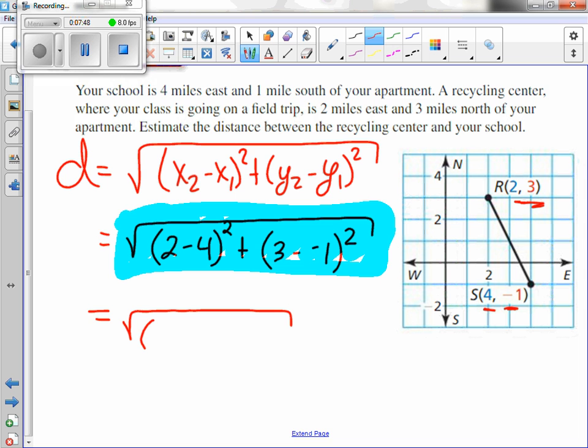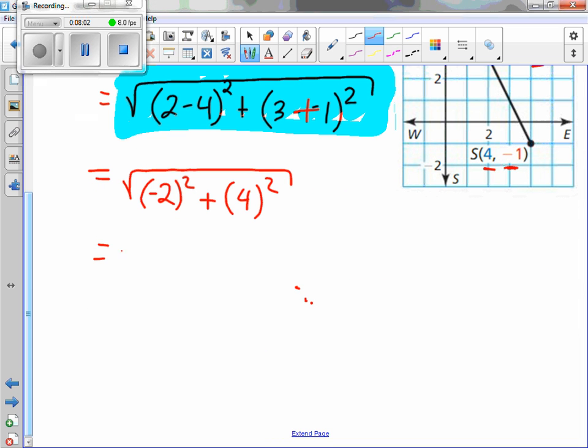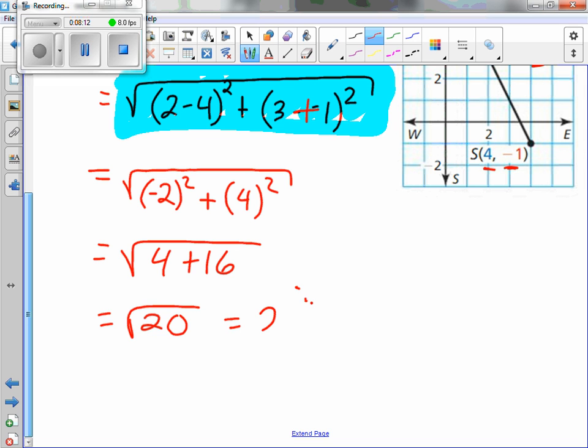2 minus 4 is -2 squared. Plus, a negative and negative make a positive, so 3 plus 1 is 4. So -2 squared is 4. 4 squared is 16. And 4 plus 16 gives us 20, the square root of 20. And that's our answer. Now we could simplify it, and the calculator will simplify it to 2 square root of 5.